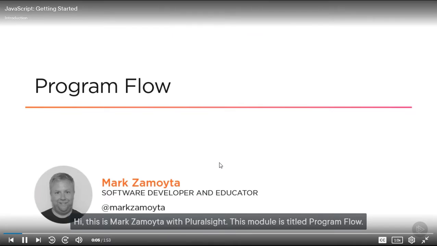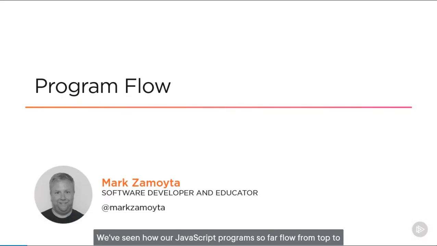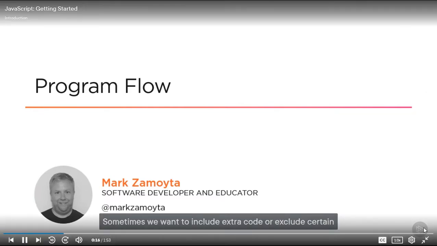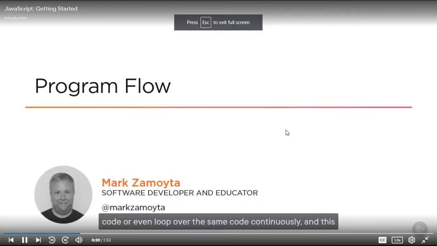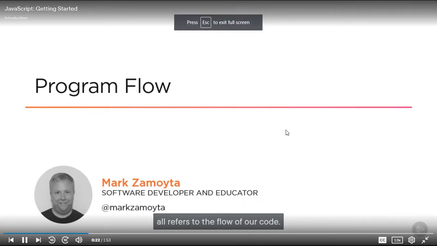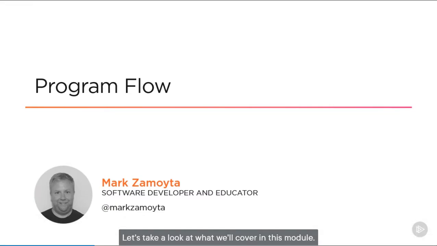This module is titled Program Flow. We've seen how our JavaScript programs so far flow from top to bottom, but sometimes you don't always want that. Sometimes we want to include extra code, or exclude certain code, or even loop over the same code continuously. And this all refers to the flow of our code. Let's take a look at what we'll cover in this module.